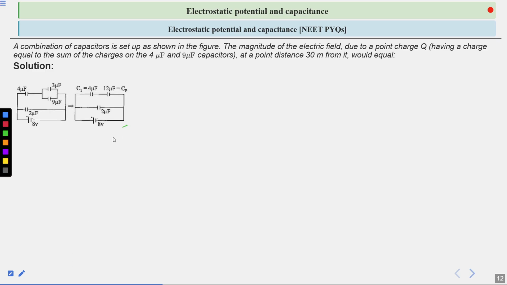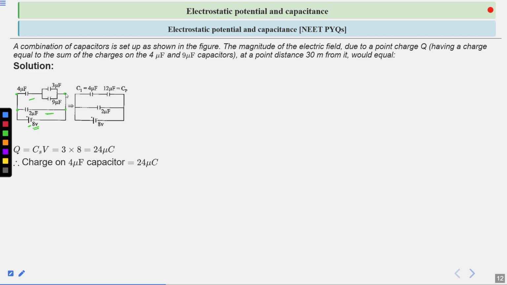Again the same diagram. Now what is the charge in this section? We have found the equivalent capacitance of this branch of the circuit, which is 3 microfarad. Now we can find the charge, because this 2 microfarad and this whole branch are both connected in parallel to this battery. So the potential difference will be 8 volt across both the branches.